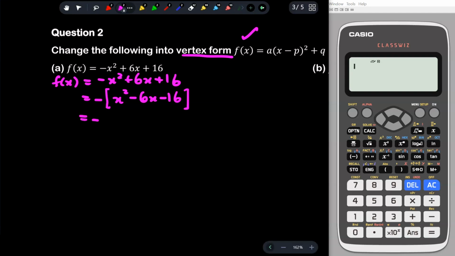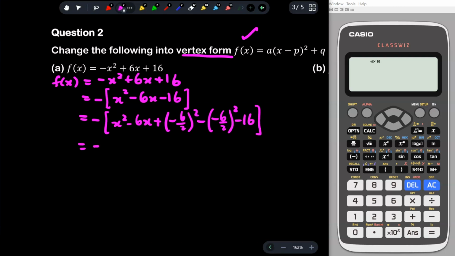So equals to negative, and then we write the first two terms, so x squared minus 6x, and then we plus b over 2 whole square. So the b here is negative 6. So negative 6 over 2 whole square, then after that we minus negative 6 over 2 whole square, which is b over 2 whole square. Okay, then we bring down the negative 16, and then we close bracket.